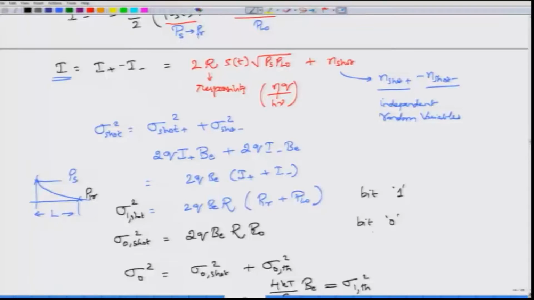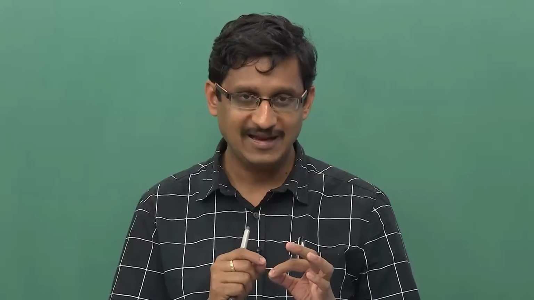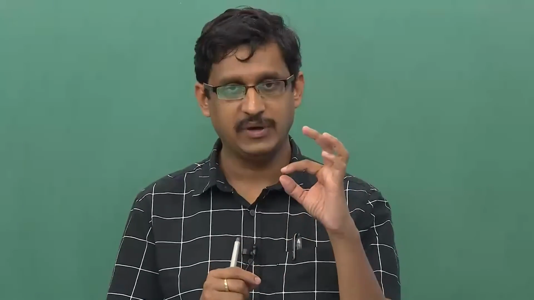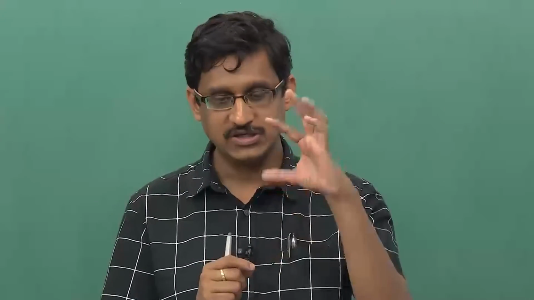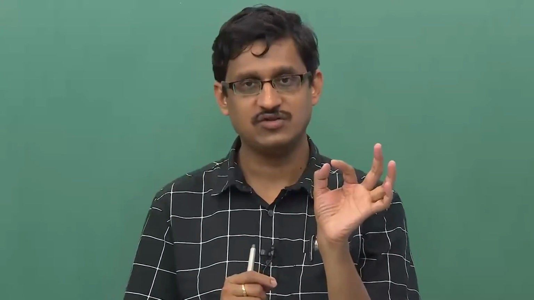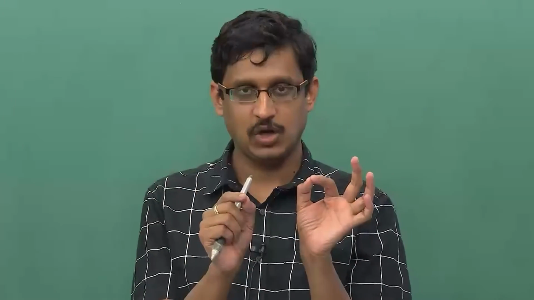In practice, what we do is we want to operate the signals at what is called the shot noise limit. Why do we want to do that? Suppose we operated them not at the shot noise limit but at thermal noise, then bit 0, because there is no optical power input to it in terms of P1R, the variance of that will be slightly lower compared to the variance of bit 1, because sigma 1 shot noise square plus thermal noise, sigma 0 shot noise square plus thermal noise.